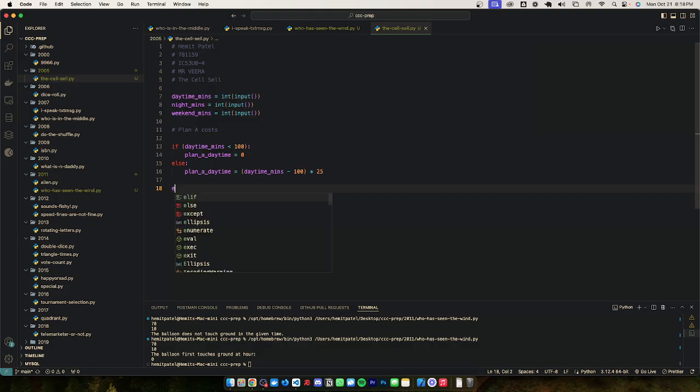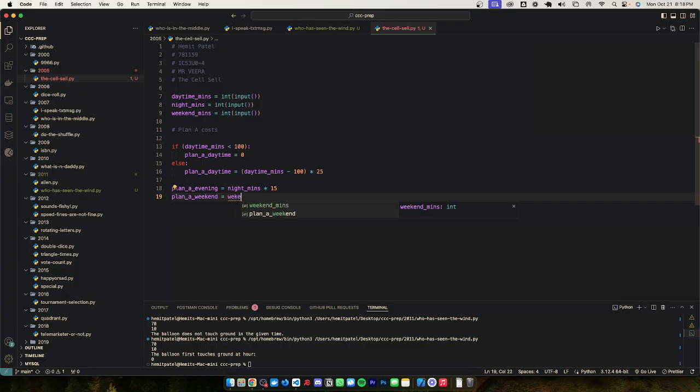And now evening is much easier. So plan A evening is just going to be 15 cents per minute. So night mins times 15, very simple. Same thing with weekend. It's just the daytime, which is a little iffy. So it's going to be plan A weekend, and that's going to be weekend minutes times 20. And then we're going to put total underscore A underscore cost, which is going to be plan A daytime plus plan A evening plus plan A weekend.